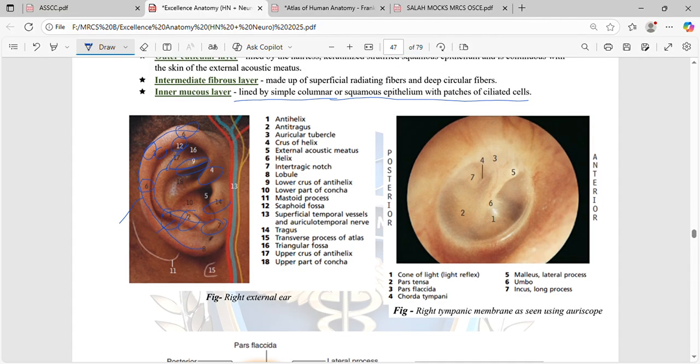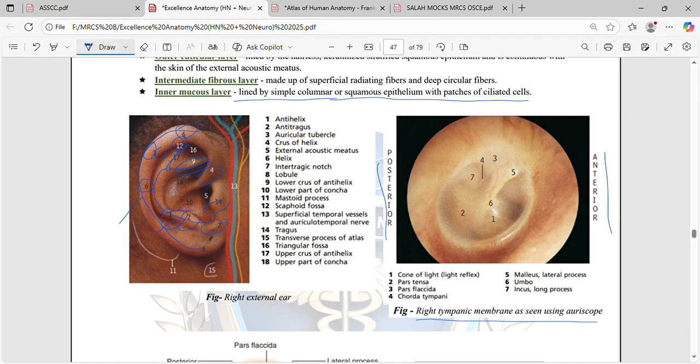Here is the right tympanic membrane as seen through an otoscope. This is the otoscopic view; this is the anterior, this is the posterior, so this is the right ear. Remember, this is the right ear. Number 1 is the cone of light reflex. If you look through the otoscope at the tympanic membrane, you will see a shine of light, which is called the cone of light or the light reflex.